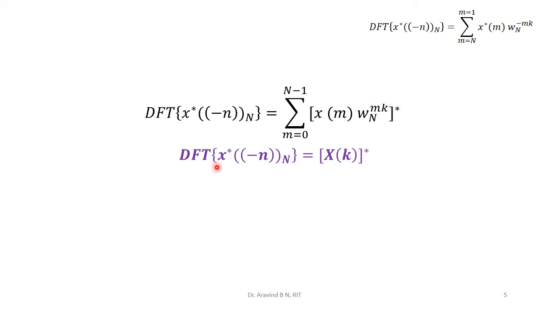Therefore, we can write the final representation as left hand side kept as it is, DFT of x conjugate of minus n with respect to n will be equal to right hand side. We can call this as x of k. Since conjugate is also there, we must take this as x of k whole conjugate, or we can also call it as x conjugate of k. So keeping this realization in mind, we will get into the next derivation.